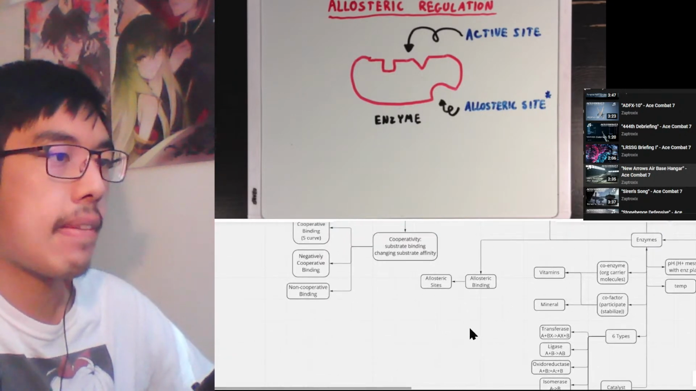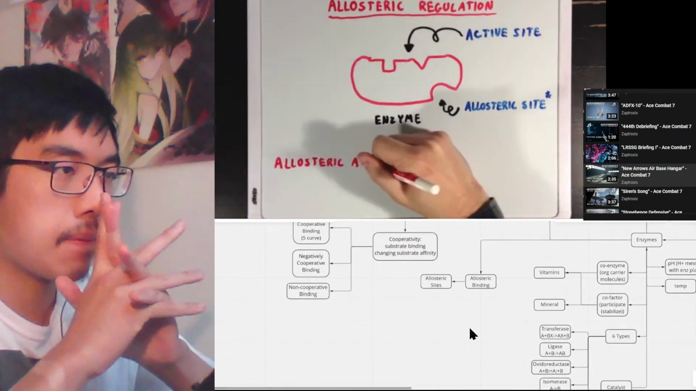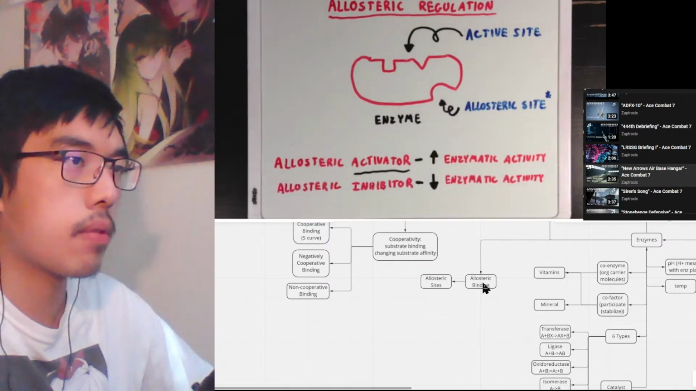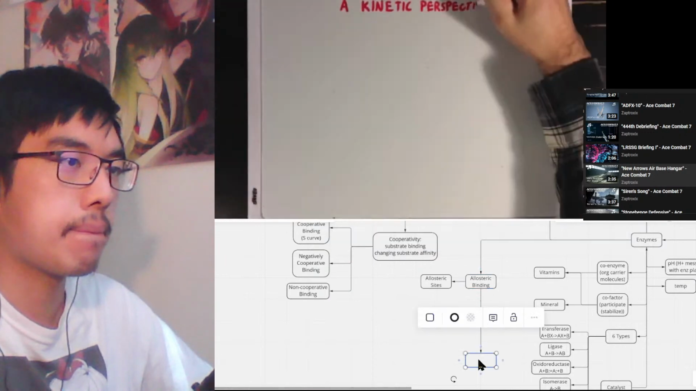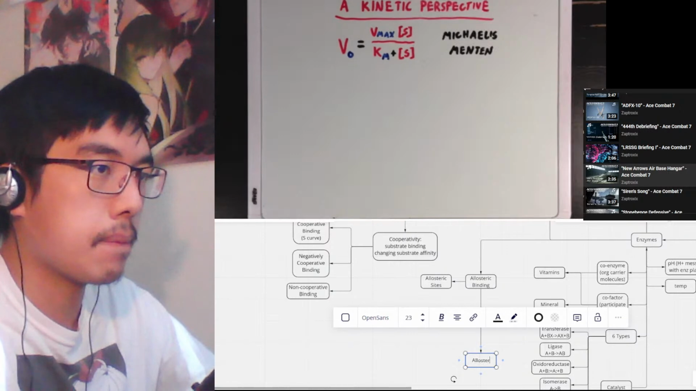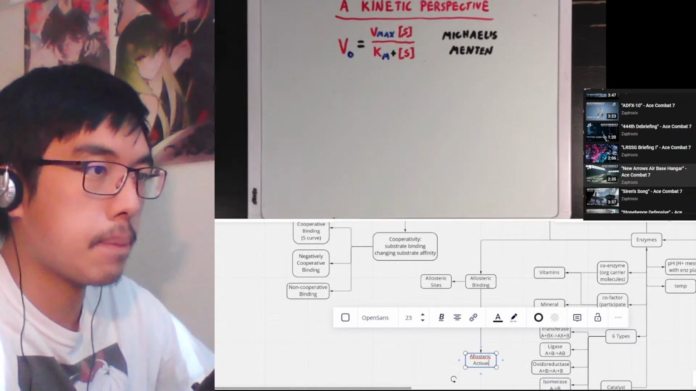So what do we mean when we say regulators? Well, we generally say that there are 2 types of regulators. There are allosteric activators, which increase enzymatic activity and activate them, and allosteric inhibitors, which decrease enzymatic activity and inhibit the enzymes. So let's take a look at what we mean by increasing and decreasing enzymatic activity from a kinetic perspective. So remember the Michaelis-Menten equation, and if we're assuming substrate concentration to be constant, then there are 2 ways to influence enzymatic activity, or VO.